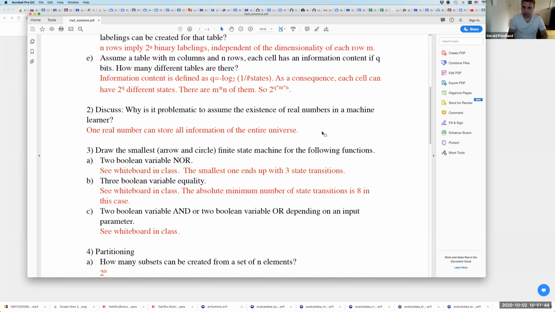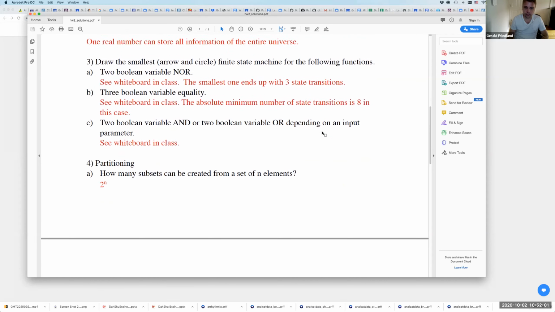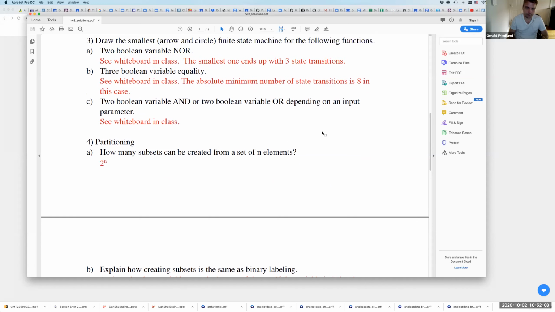And the 3 Boolean variable equality is absolutely clear. The absolute minimum is 8, and 2 Boolean variable and or 2 Boolean variable or, depending on an input parameter, also ends up being a 2 or 3, right? So you'll see that. And then there's a very simple question again. How many subsets can be created from a set of n elements? 2 to the power of n. That's sort of freshman stuff, but it's good to remember that.